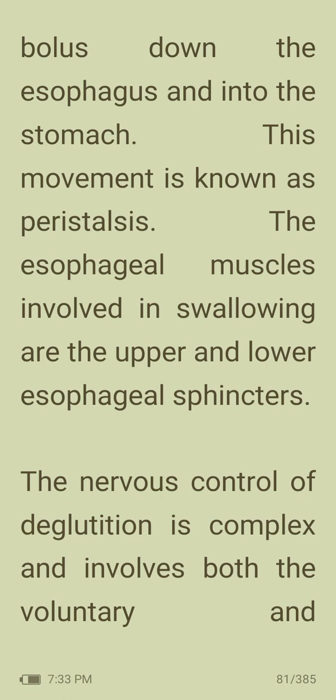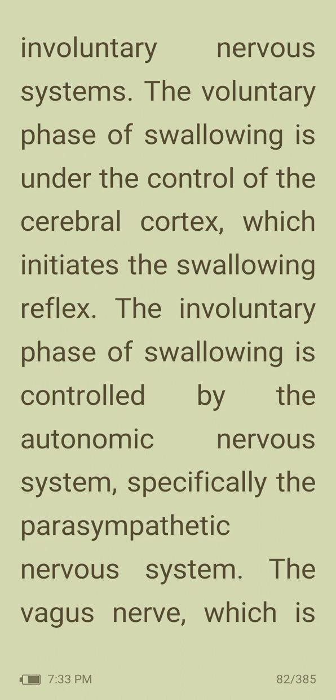The nerve control of deglutition is complex and involves both the voluntary and involuntary nervous systems. The voluntary phase of swallowing is under the control of the cerebral cortex, which initiates the swallowing reflex. The involuntary phase of swallowing is controlled by the autonomic nervous system, specifically the parasympathetic nervous system.